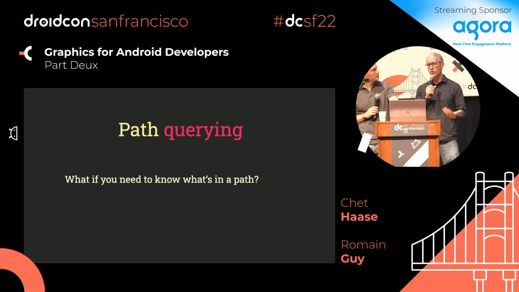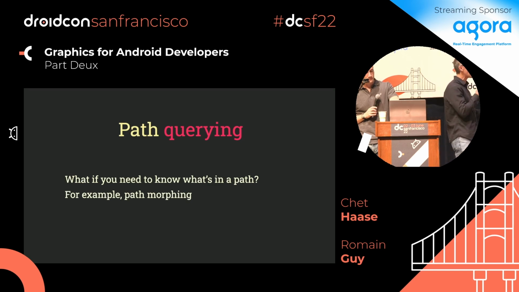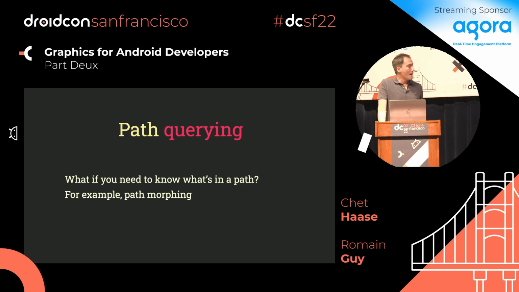However, sometimes you need that information. So, for example, we'll show a little bit of path morphing later. If you are given two paths and you want to animate between those two, you kind of need to know what's in each of those paths. You can't just ask Android to do this thing because we don't have a morphing API right now. So instead, you kind of need all of that data to be able to be extracted so that you can then interpolate between it. So there are two ways you can do this.